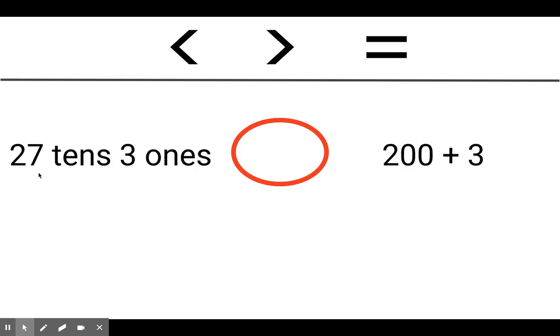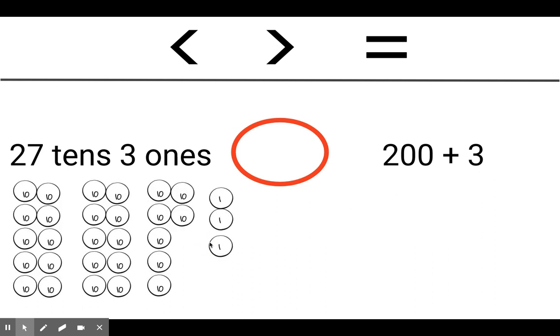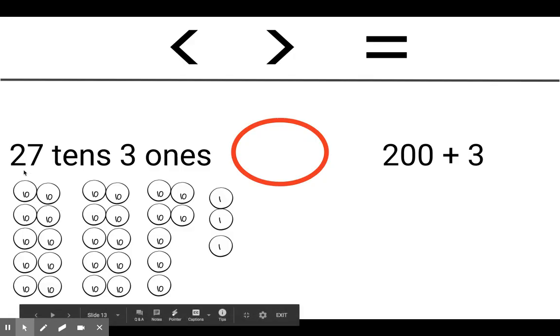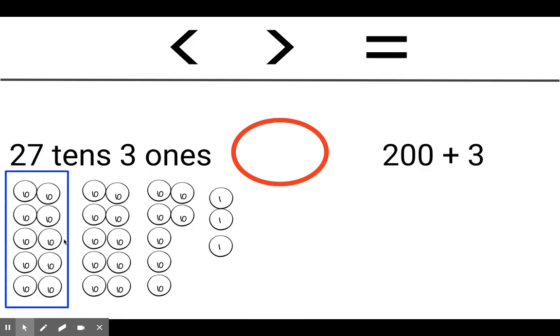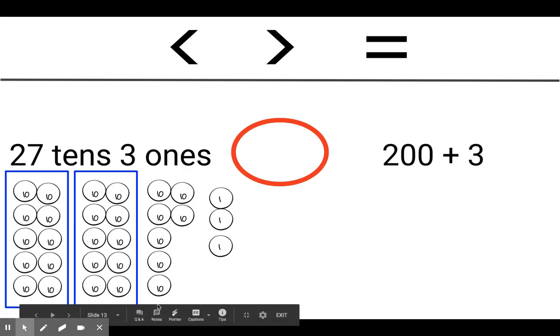Here we have a number written in unit form, 27 tens, 3 ones. On this side, we have a number written in expanded form, 200 plus 3. Let's begin by figuring out the standard form for each of these numbers. 27 tens, 3 ones can be hard to picture in your mind. Let's look right here. Here are 27 tens. We have 10 tens right here, which makes 100. Another 10 tens here makes another group of 100. We have 7 tens left over and 3 additional ones.